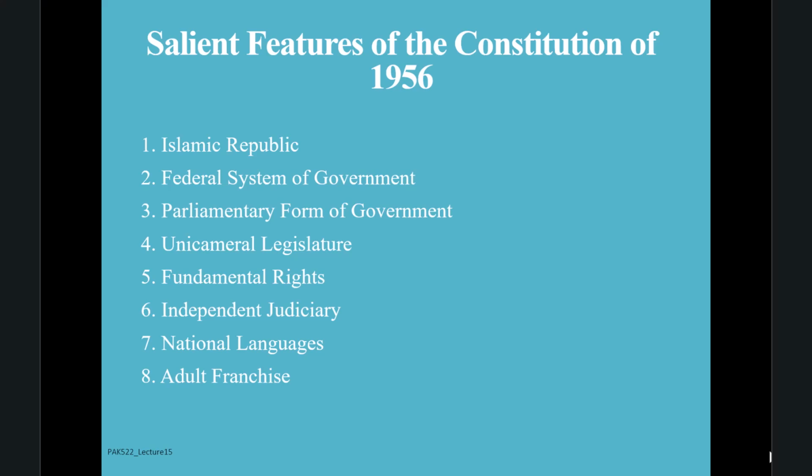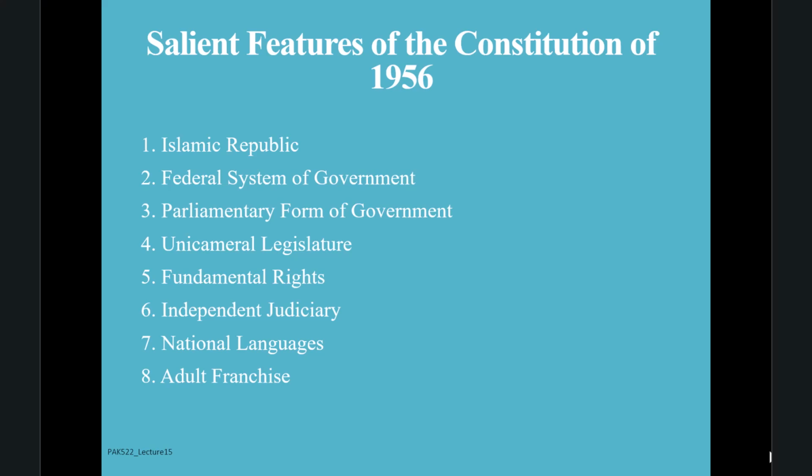Now the parliamentary form of government. The 1956 Constitution adopted a parliamentary system of government. The president served as the ceremonial head of the state, while the prime minister was the head of the government and exercised the executive authority. The Prime Minister and the Cabinet were responsible to the National Assembly. This structure was intended to ensure democratic accountability where the government remained answerable to elected representatives.